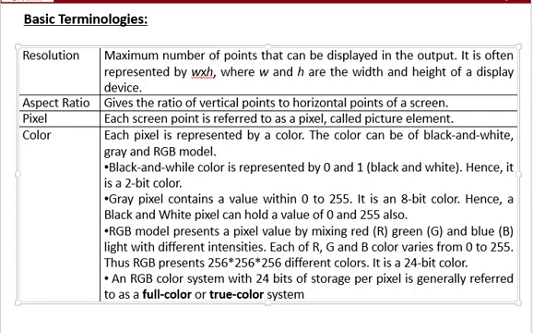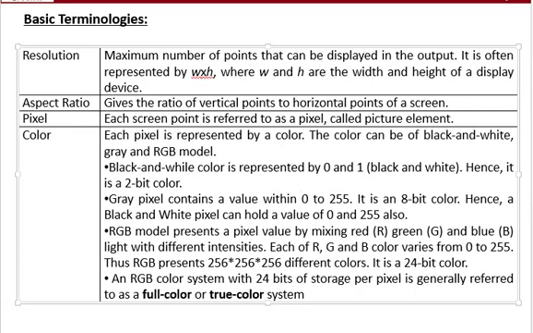The color can be black and white, gray or RGB. In black and white, color is represented by 0 or 1. 0 is black here and 1 is white. Hence, it is 1 bit color, not 2, and in gray pixel it contains a value from 0 to 255 and it is an 8-bit color. In the 70s to 90s we had gray pixel TVs.